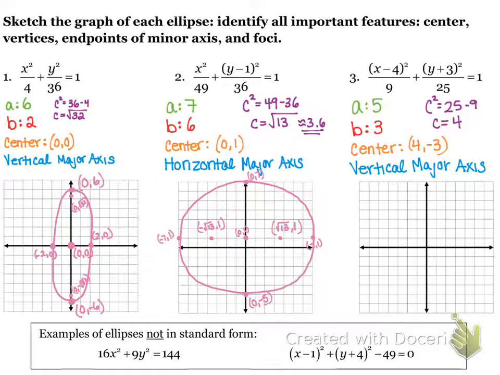All right, so I'm going to start at my center at 4 comma negative 3. Let's start with a, our vertical axis. I'm going to go up 5 from my center, which puts me at the value 4 comma 2. And my center was 4 comma negative 3. I'm going to go down 5.